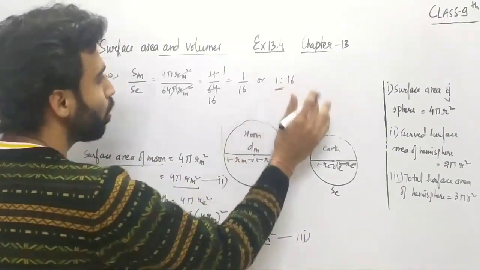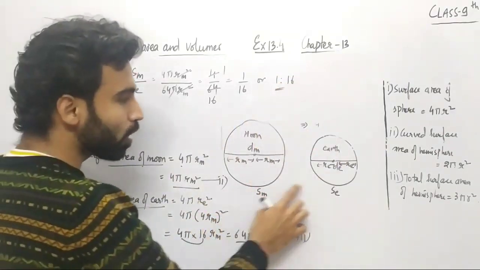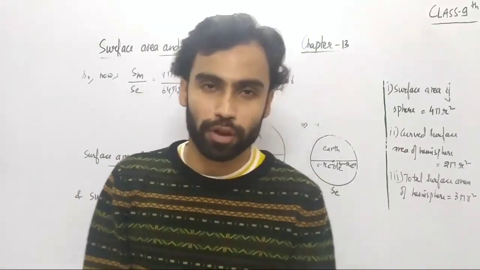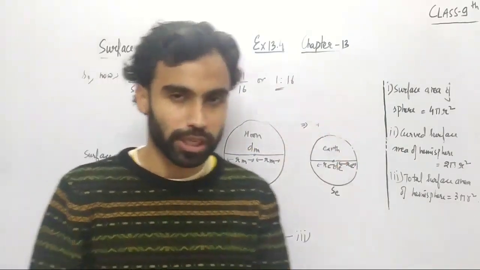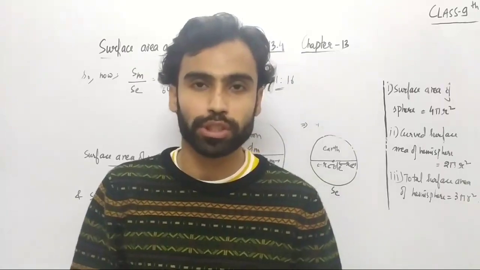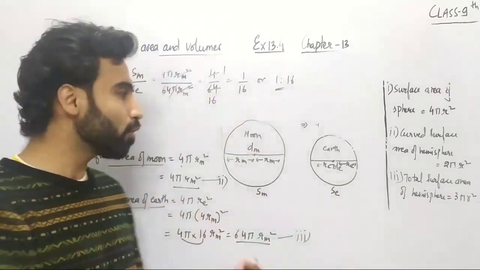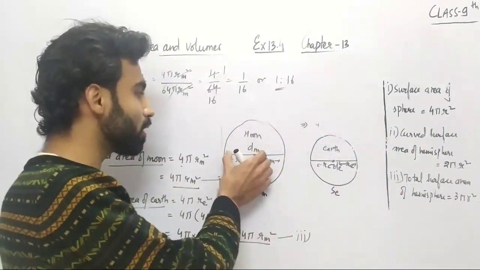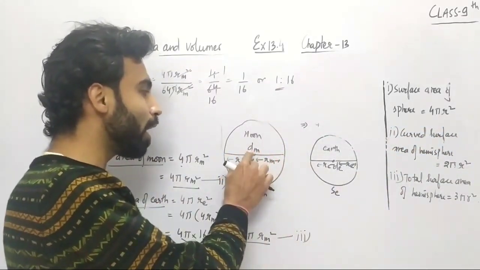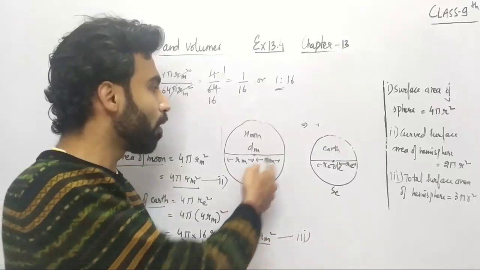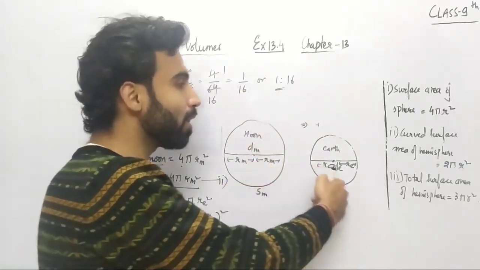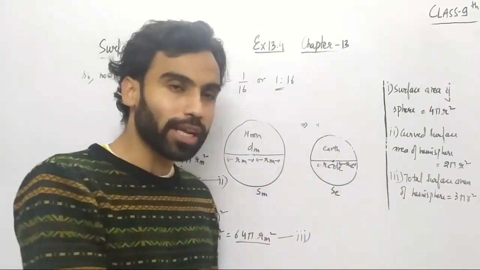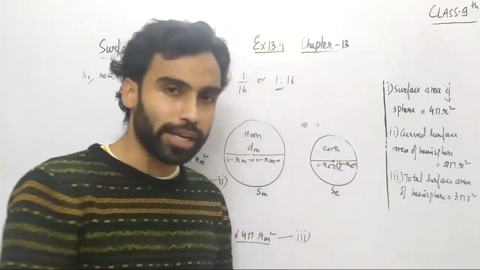So this is the ratio of the surface area of moon with respect to surface area of earth, that is 1:16, and that is what we have to find out in this question. So just you have to simply remember that the formula is this, and you can see you can just simply represent the diameter and the radius of the moon as dm and rm, and the diameter and radius of earth as de and re, right?